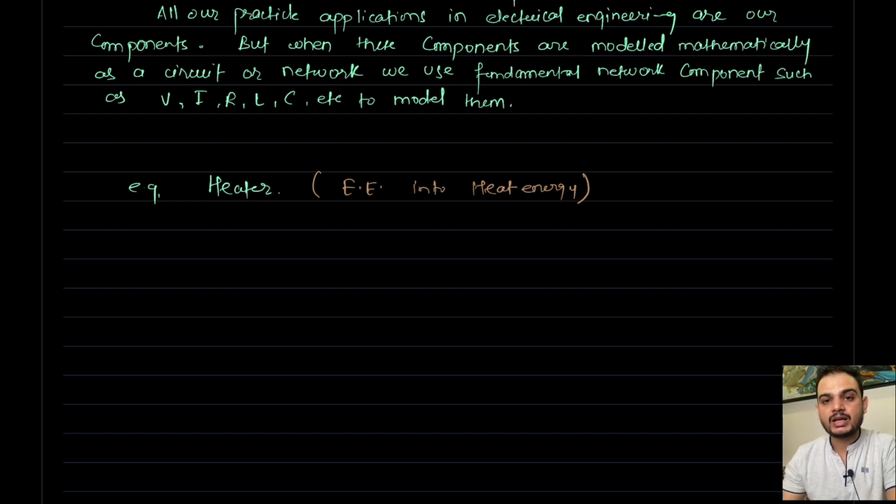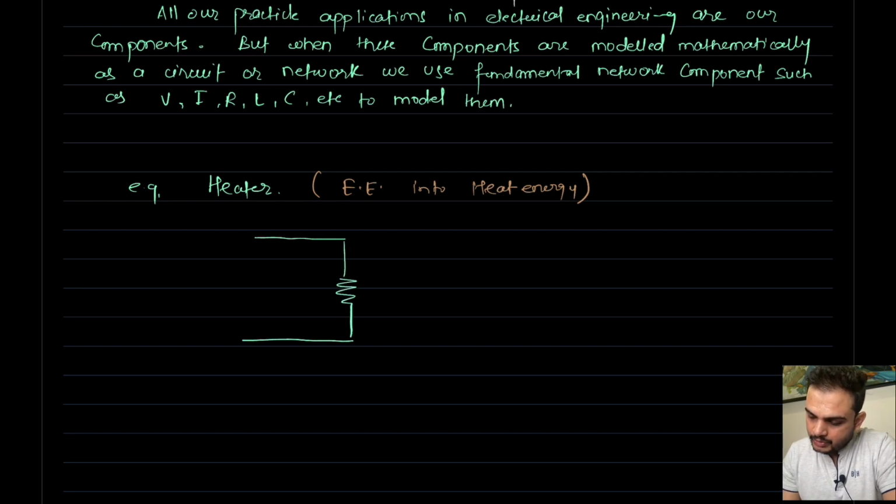In the case of a heater, what do we need? We need heat energy as an output. We are giving it electrical energy and getting heat energy. So, to represent the whole heater in the form of one circuit element, we will use a resistor. This is my circuit, and this heater can be represented with a resistor.